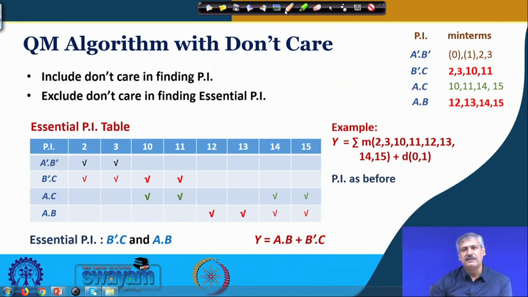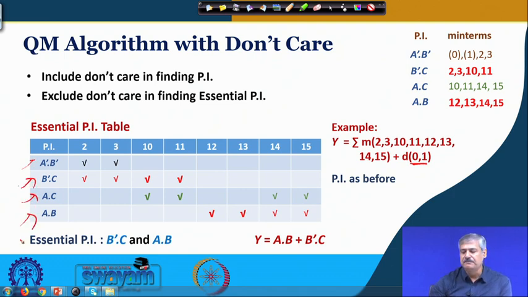So, we can take this example, which is just a variation of the example that we had taken. Here 0, 1 are the do not cares. Earlier we considered min terms as 0, 1, 2, 3 up to 14, 15. Now, we are considering min terms 2, 3 to 15, and 0, 1 are the do not cares. So, in the first stage, as I said, 0, 1 will be considered as min terms to find the prime implicants. The prime implicants that we got in the previous example will be the same in this example as well. So, the prime implicants we shall get are A prime B prime, B prime C, AC and AB.